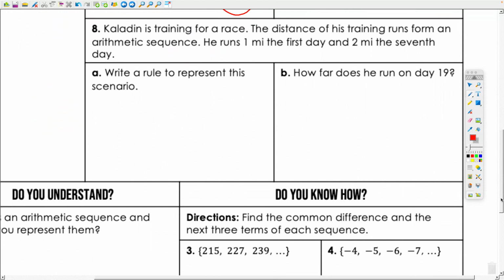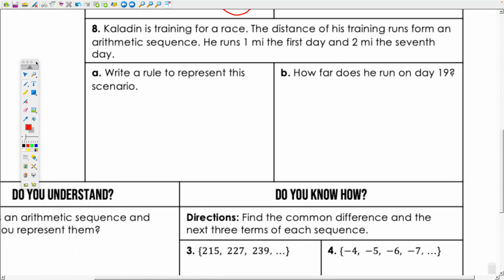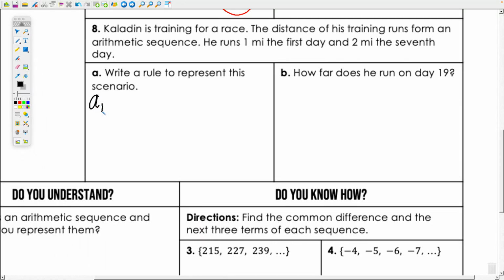So we got here Kaladin, training for a race, right? The distance of his training runs will form an arithmetic sequence. He runs 1 mile the first day and then 2 miles the 7th day. So let's get a rule for this. First thing we did on the last problem, if you remember, was we wrote down what we knew. We knew that A1 was the first term, and that was 1 mile in this case. But then, what does the 2 mile represent? The 7th day.